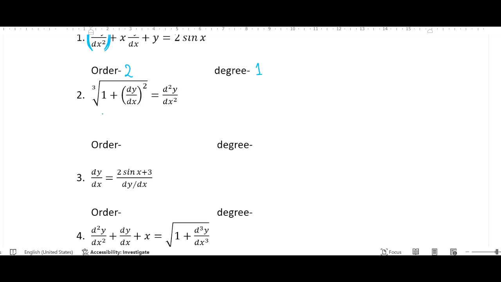So you can write this as 1 plus dy by dx the whole to the power 3 is equal to d square y upon dx square the whole squared. Since the cube root is taken over here, on going to the other side of the equal to, it becomes cube. So now what is the order? As you can see, the highest number of times it's differentiated is 2. So the order becomes 2.